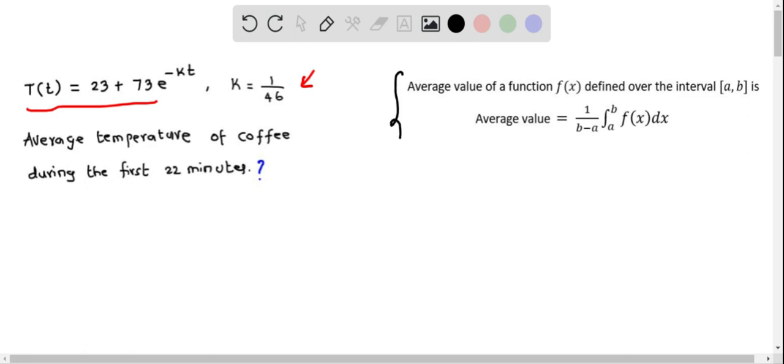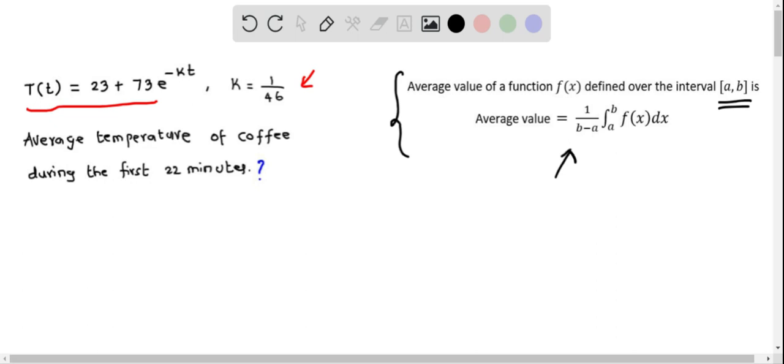So basically we have to use the formula, that is the average value of a function defined over the interval a comma b is given as average value equals 1 over b minus a integral within the limits of a to b f of x dx. So this is the formula we'll be utilizing to calculate the average temperature of the coffee.